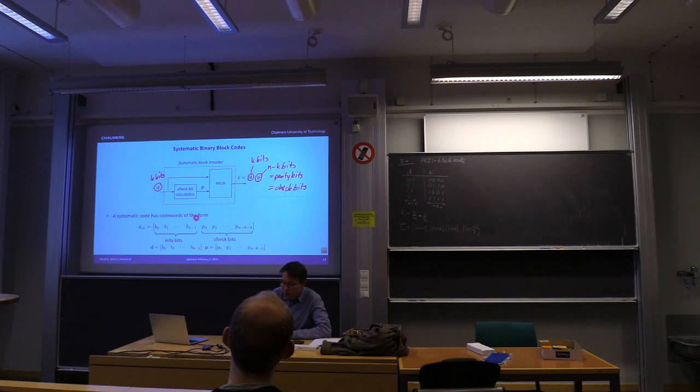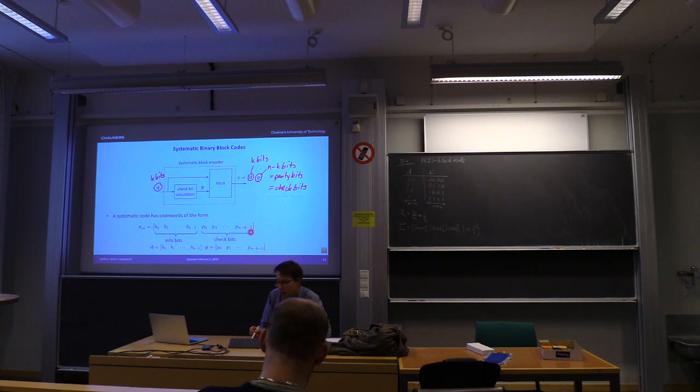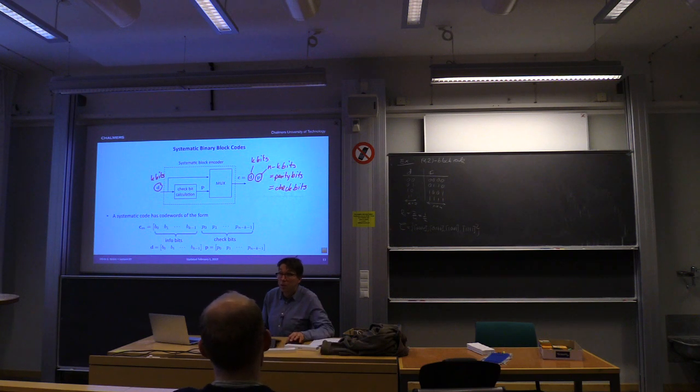So a systematic code has code words of the following form, where the first k bits here are the information bits, and the last n minus k bits are the check bits. Okay. So this is a special case of the general block code, but it's a good special case in the sense that we don't lose any performance by imposing this structure.